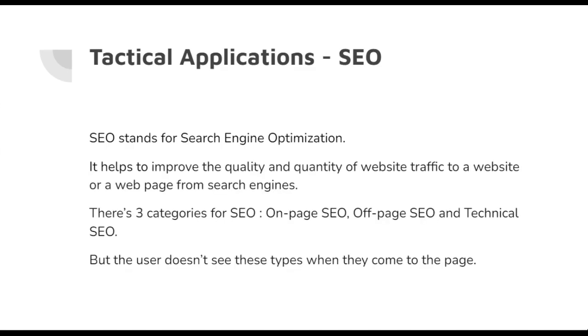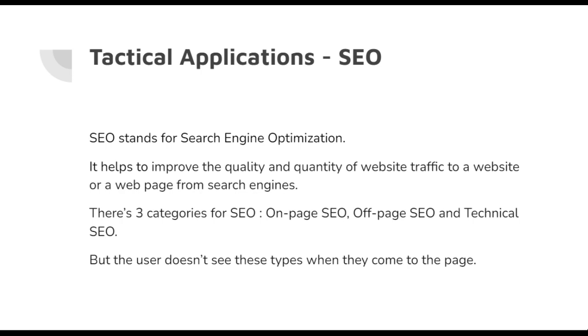So SEO basically stands for search engine optimization, which means that it helps to improve the quality and quantity of website traffic to a website or a web page from search engines. And there's three categories for SEO. Firstly, there's on-page SEO, activity that's happening on the page itself, for example, a blog. Then there's off-page SEO, which could mean backlinks or something. Then there's technical SEO. Suppose you have some technical strategies in place for SEO, for example, it could be site indexing to help bot crawlers.